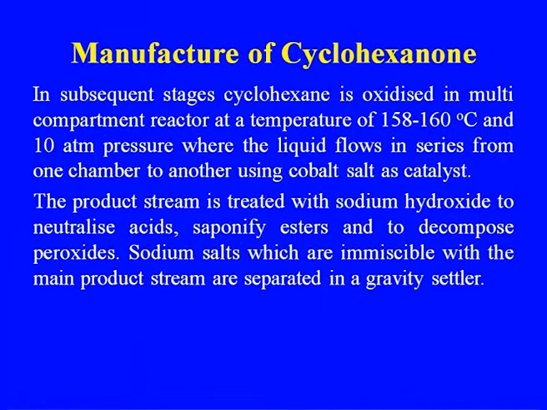In subsequent stages, the cyclohexane is oxidized in a multi-compartment reactor at a temperature of around 160 degrees centigrade and 10 atmosphere pressure, where the liquid flows in series from one chamber to another using cobalt salt as catalyst. The product stream is treated with sodium hydroxide to neutralize the acids, saponify esters, and decompose the peroxide. Sodium salts, which are immiscible with the main product stream, are separated in a gravity settler.